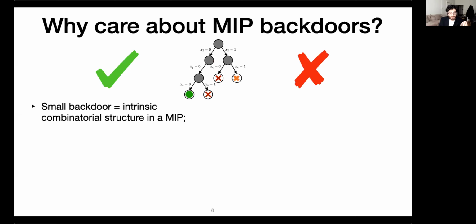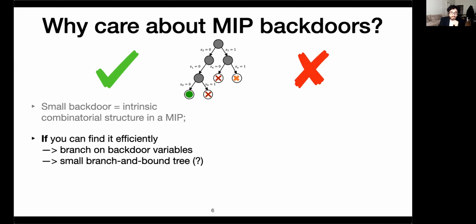The existence of a small backdoor for an instance with many, potentially thousands or tens of thousands of variables, tells us something about maybe the intrinsic combinatorial structure in this MIP. If you only need to branch on 5 or 10 variables in a 100,000 variable problem, that should tell us something about the structure of the problem. Maybe it can inform some more theoretical understanding of a given model or a class of models. And of course, computationally, if you could find it efficiently, if you could identify that set, then you can branch on those and maybe get a small branch and bound tree. So we'll come back to that idea.